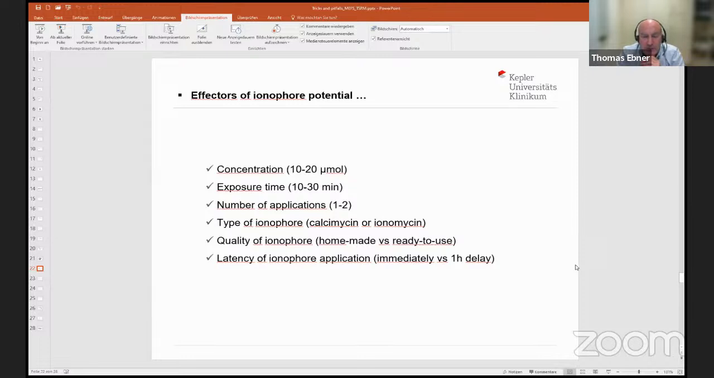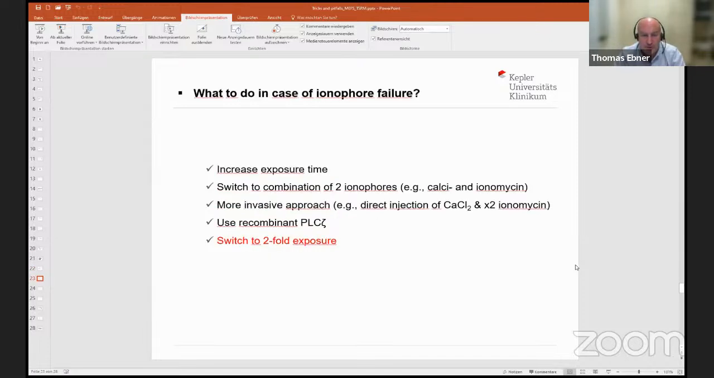The number of applications I will show you in the next slide, and I'm almost coming to my end. The type of ionophore we already discussed, the quality of the ionophore we did, and the latency of ionophore application I also mentioned. So a 1 hour delay right after ICSI before you go into the ionophore may give you better results, at least for those that were cytoplasmic immature before.